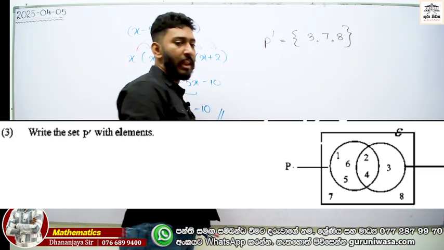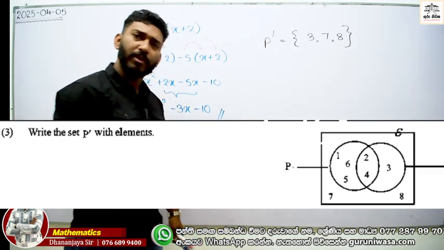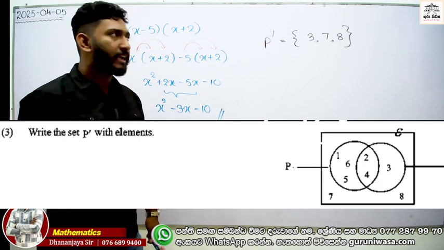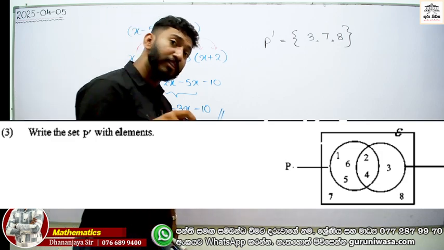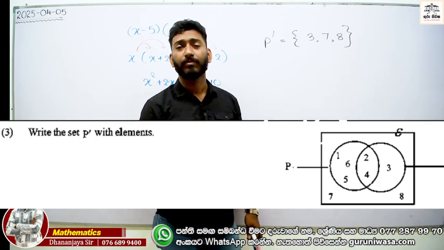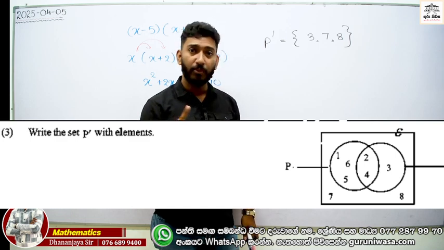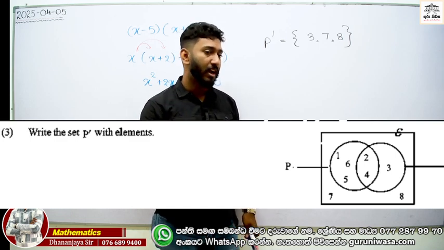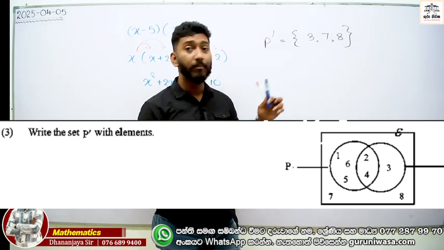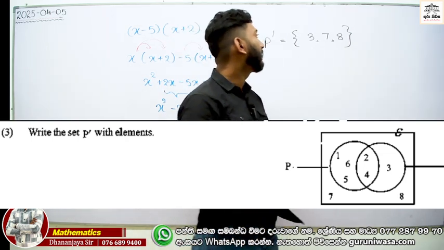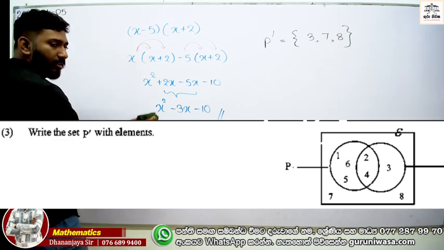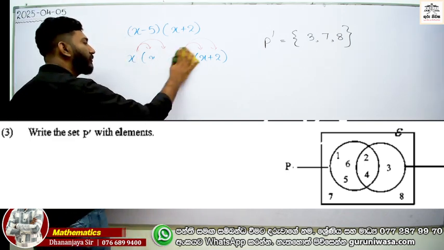Some students might have questions like this: 2 and 4 are included in set Q, no? Right? 2 and 4. Then don't we write them? No, because they are included in set P. That's the intersection of P and Q. It becomes 2 and 4. And 2 and 4 are included in set P. Therefore, you have to write P dash like this. Complement of P becomes 3, 7, and 10. And this is the answer for the third one.